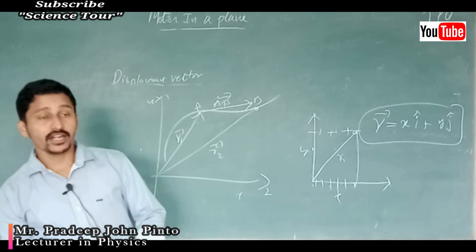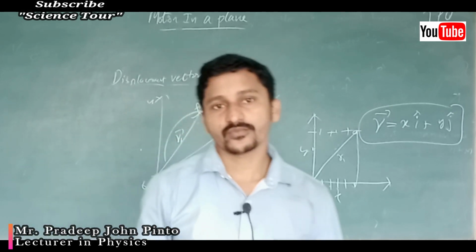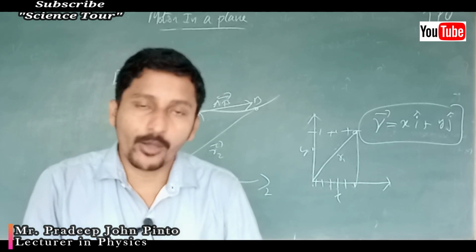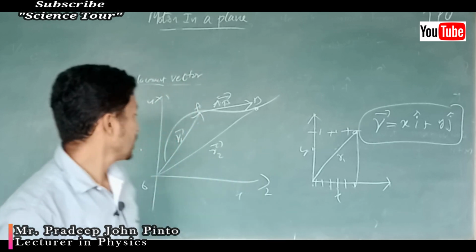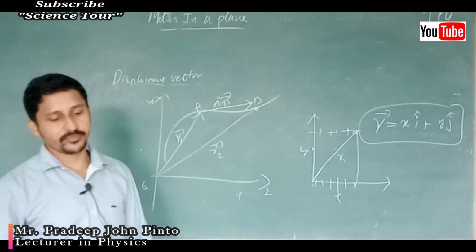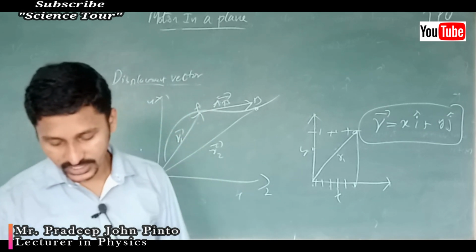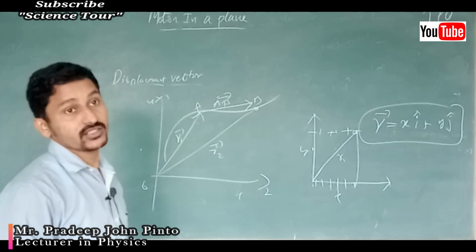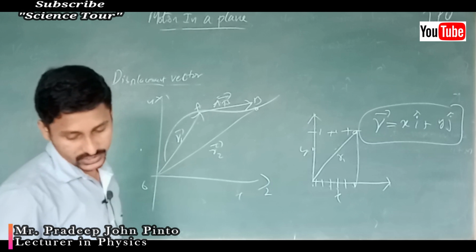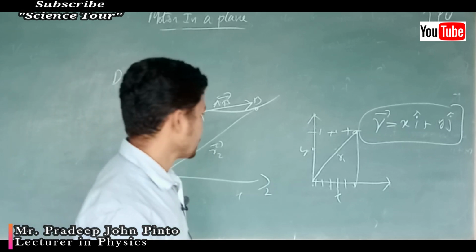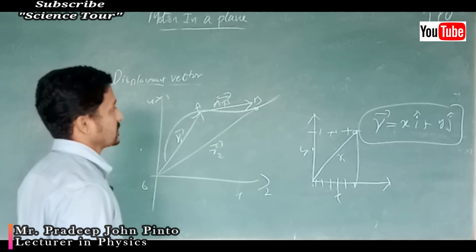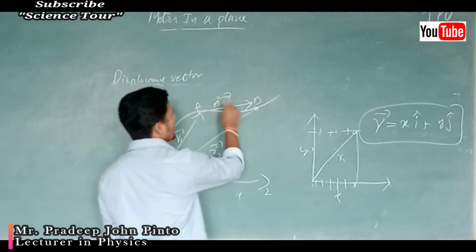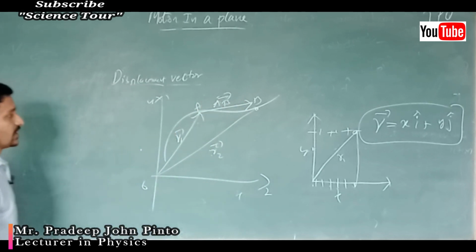Write down the definition. Displacement vector is a vector which represents the displacement of the object with respect to the origin. Or else, it represents the change in position of the object with respect to the origin. In that way it is going to represent. That is displacement vector. So here R1 and R2 are the position vectors, AB is the displacement vector.